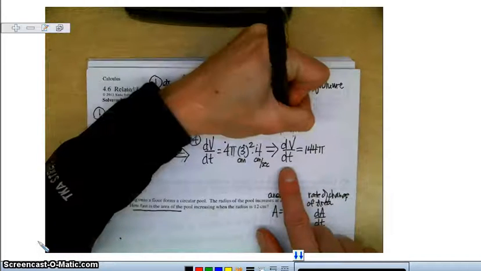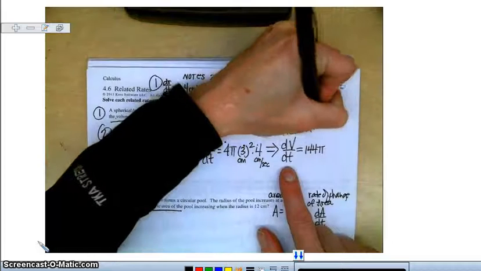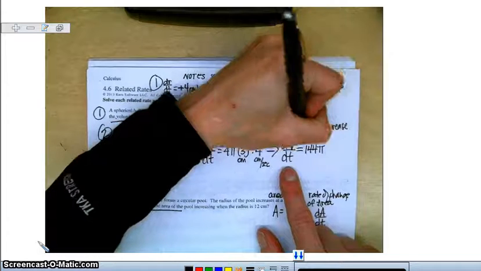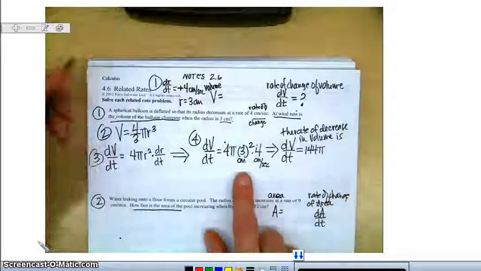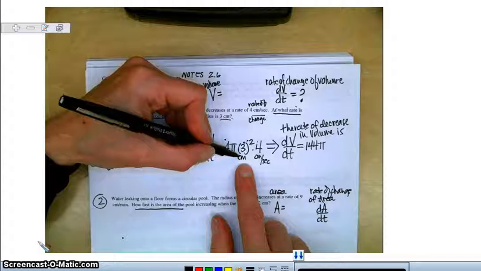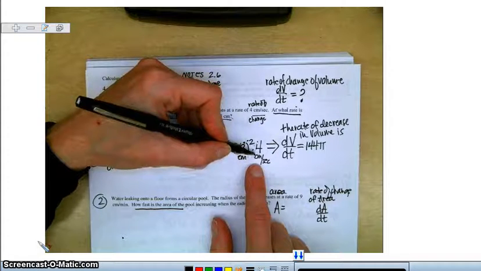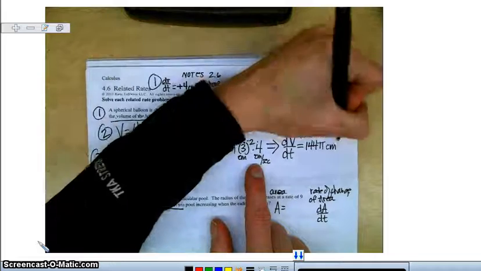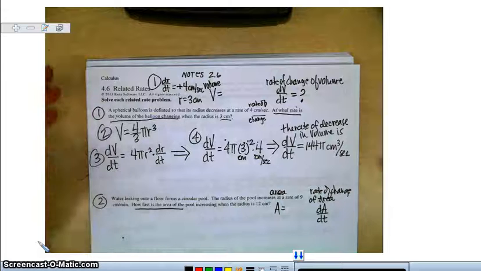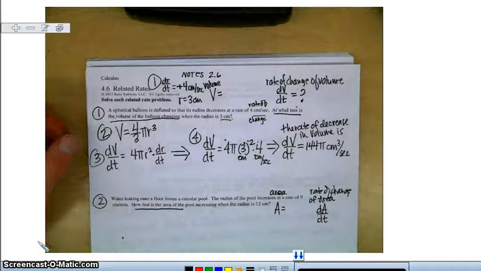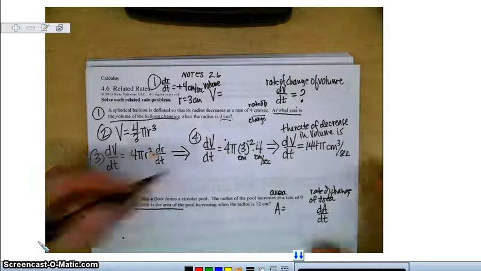So this is saying the rate of change, the rate of decrease in volume is 144 pi. Now the labels: if I squared centimeters, I took centimeters times centimeters, and then times centimeters again, what power is the centimeters to? Cubed per second. So the rate of decrease in volume is 144 pi centimeters cubed per second. Cubed is always a label for volume. What's always a label for area? Something squared. Okay, so that is one related rate problem all solved. This is your final answer.